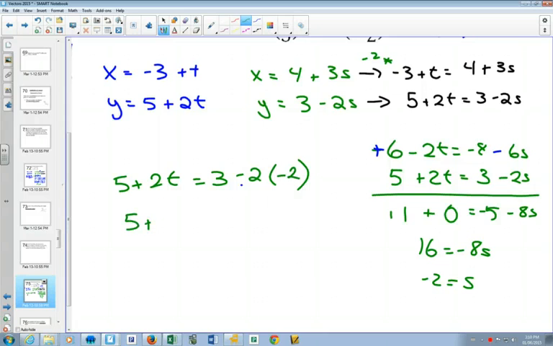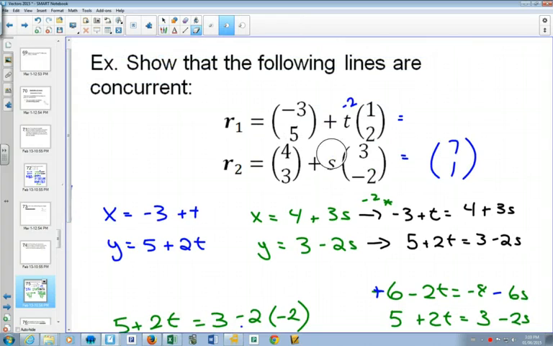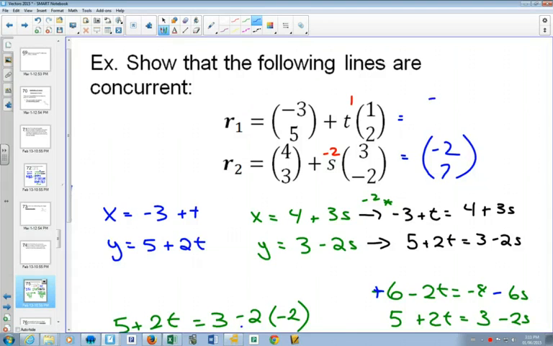So 5 plus 2t equals 7. So t is equal to 1 and s is negative 2. Kind of crazy that that was. Now t is equal to 1 and s is negative 2. So now when we check it out, we're going to get negative 2, 7, and negative 2, 7. Yes! Much better.